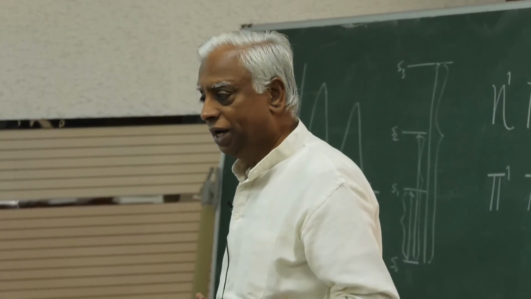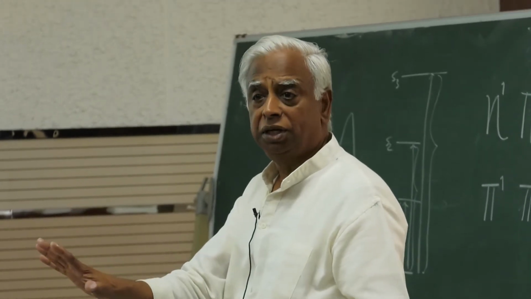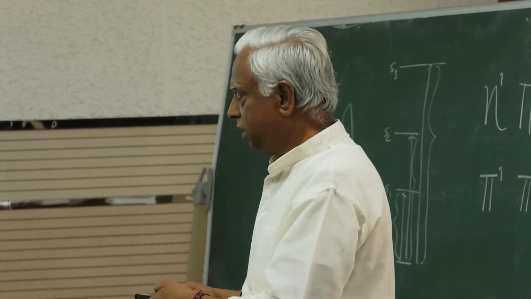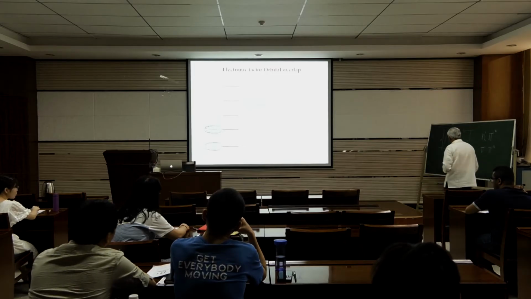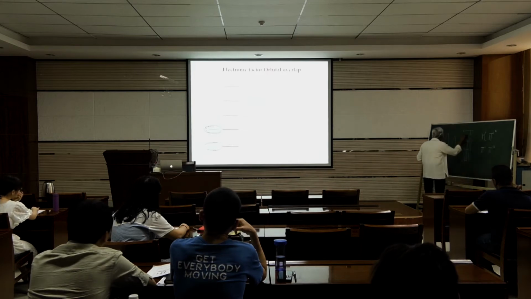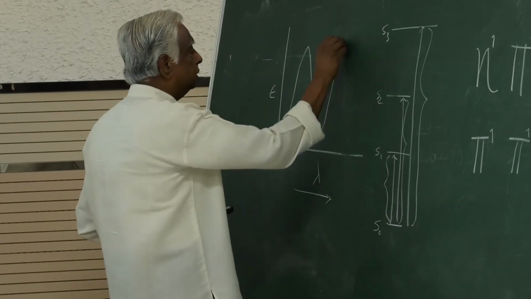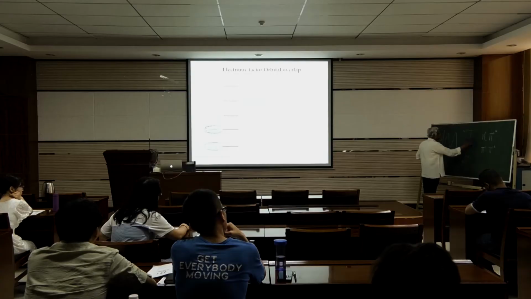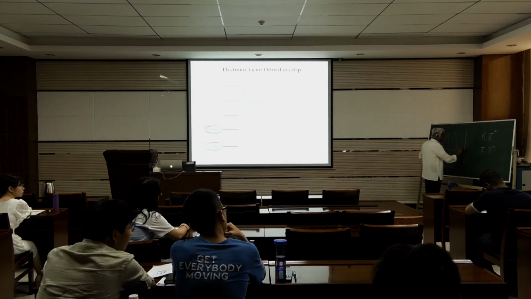Ideally, if you pass light through the solution, both should absorb with equal probability. You have given enough energy to the compound, so the electron from n should go to pi star. If you have this much energy, pi should go to pi star. If it is equal probability, the spectrum will look like this. But normally, the spectrum does not look like that. The spectrum will look like this.